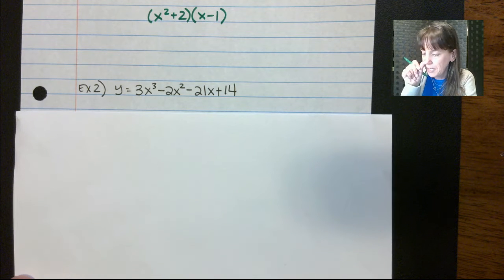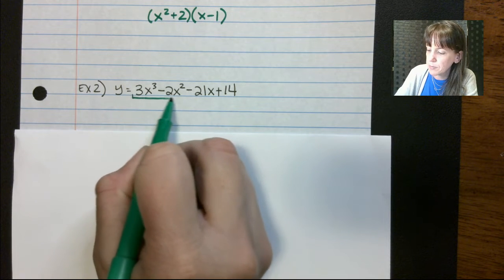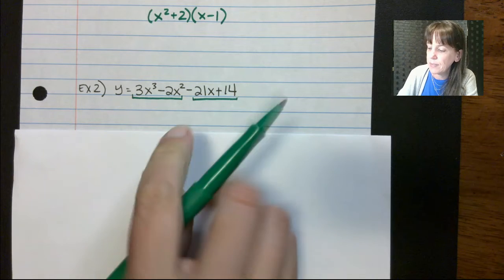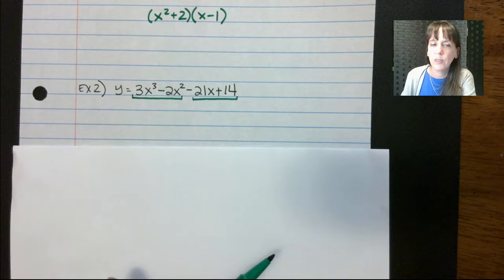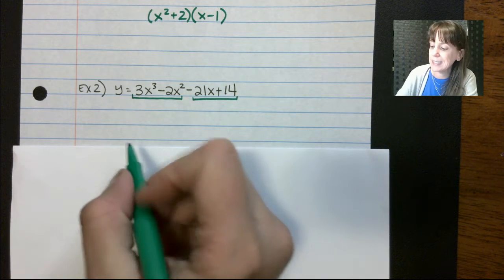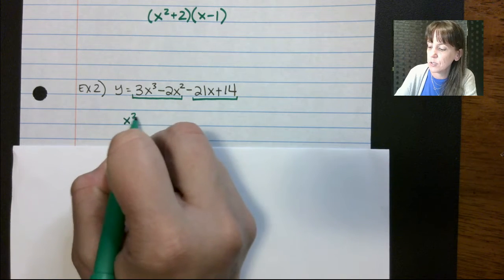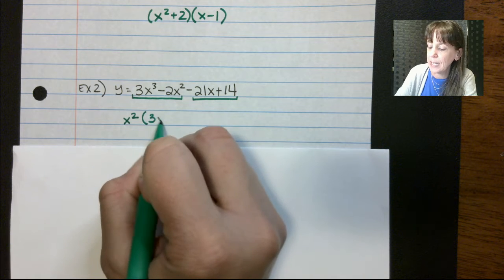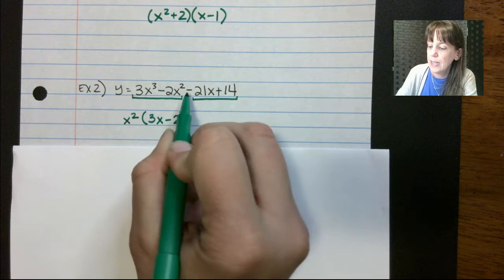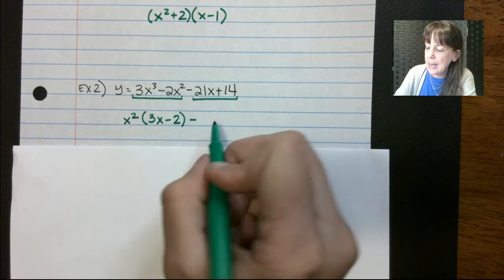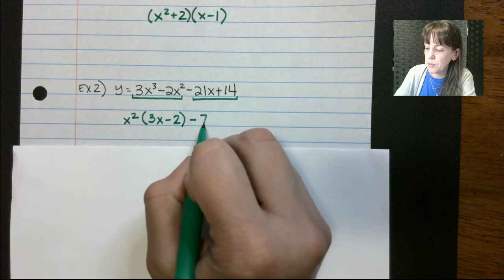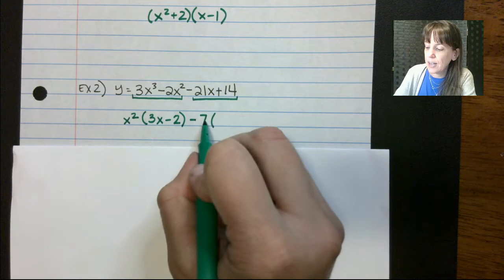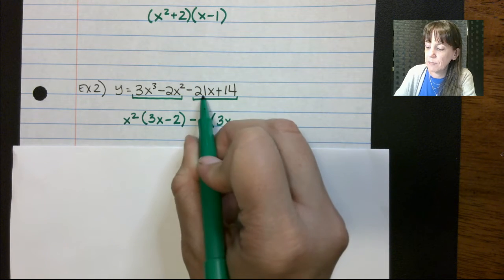Again, what we're going to do is group this first and this second, and I leave that middle sign alone. Looking at this first one, the thing that they have in common is x squared. So I can take out x squared, which leaves me with 3x minus 2. Now, bring down my sign, and these two both have a 7 in common. If I do that, 7 times 3x will give me 21.